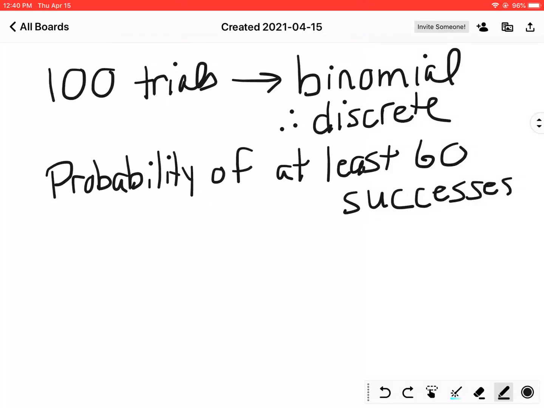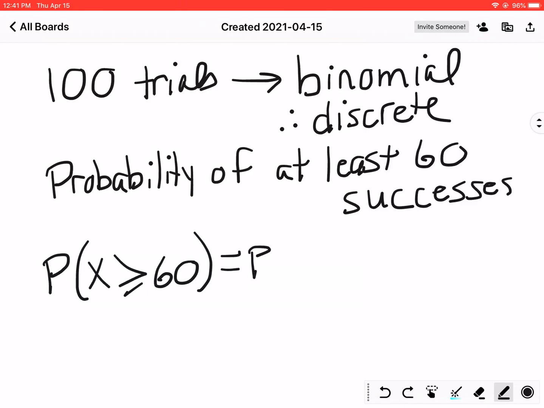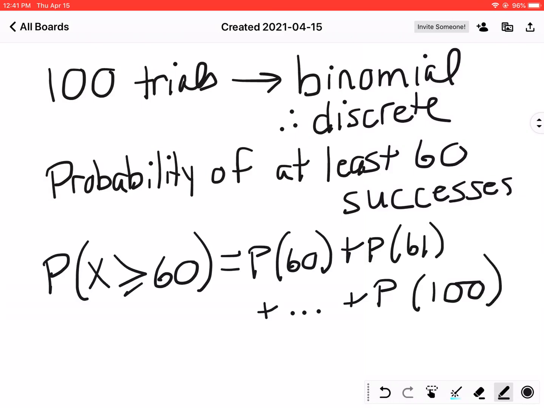So remember, this is actually discrete data, but we're approximating it as if it's continuous data. Given 100 trials, and it's binomial, so that's discrete, I want to find the probability of at least 60 successes. Well, that is written like this: probability that x is greater than or equal to 60, which means probability of 60 or 61 and so on up to 100, which is crazy.